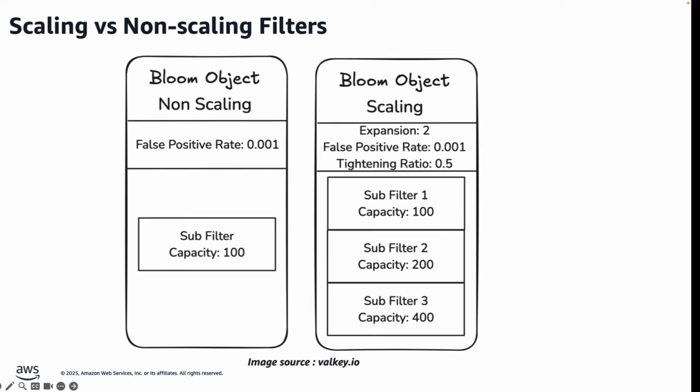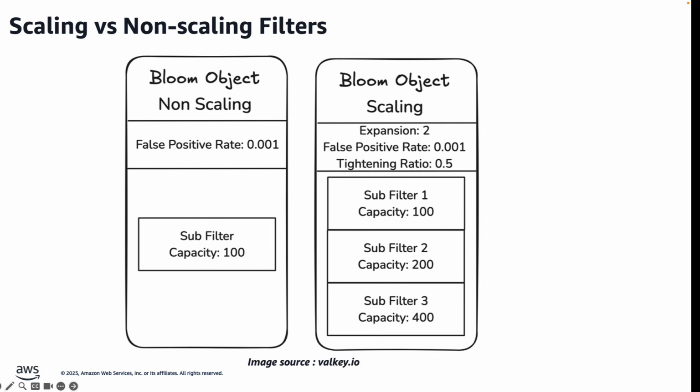The Bloom object is the primary data structure created with the Bloom filter creation command. It offers two operational modes: non-scaling, which enforces a fixed capacity and returns an error when it's full, and scaling, which automatically grows by adding new subfilters when capacity is exceeded. Subfilters are an inner structure within the Bloom object that have a certain capacity, or number of items they can hold. You can set the capacity for the first subfilter, and then in scaling mode, the expansion rate determines how the capacity of newly created subfilters grows.